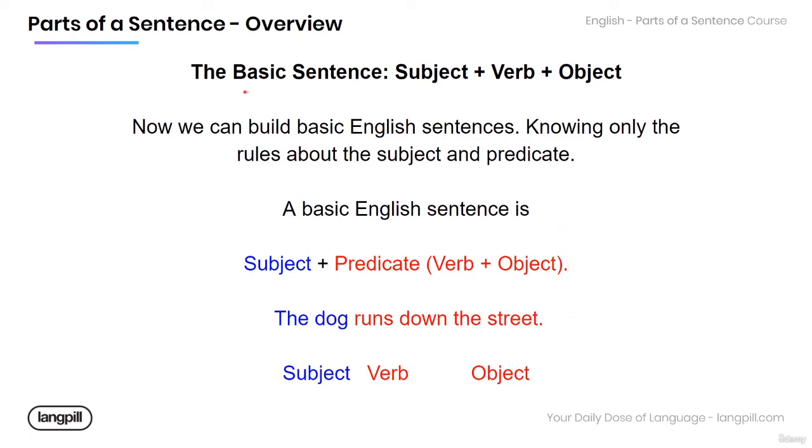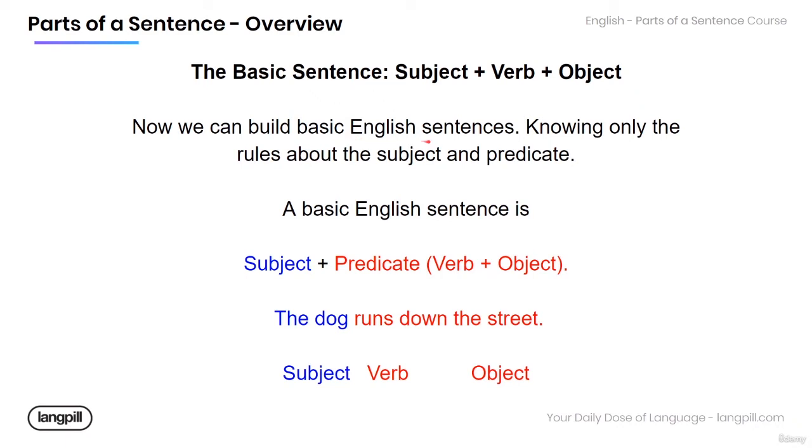So now you know how to make the basic sentence structure in English. It is just subject plus the verb plus the object in this order. Other languages will move this order around, but in English, this is the order you should follow. Subject, verb, object. And where verb and object, we call the predicate.